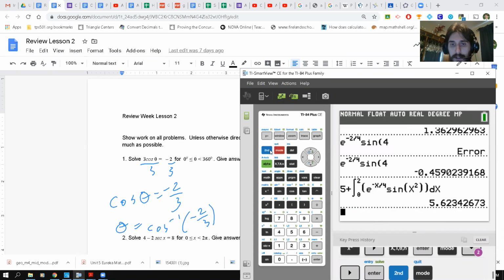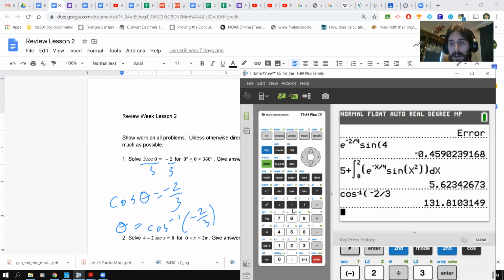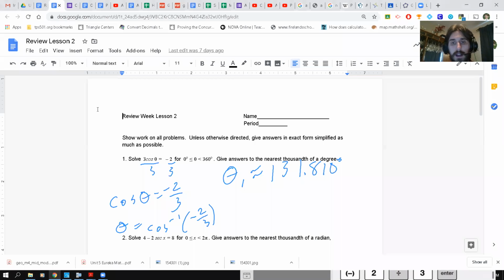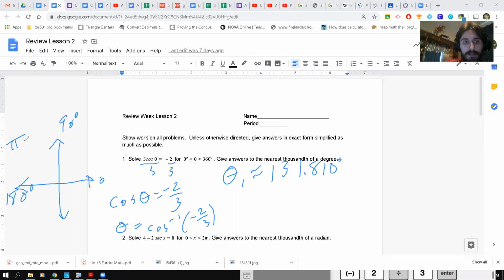So we're going to take the cosine inverse of negative 2 over 3, and you get about 131.810 degrees. So our first answer is about 131.810 degrees. You should note that that angle is between 90 degrees and 180 degrees. So that answer is in quadrant 2.